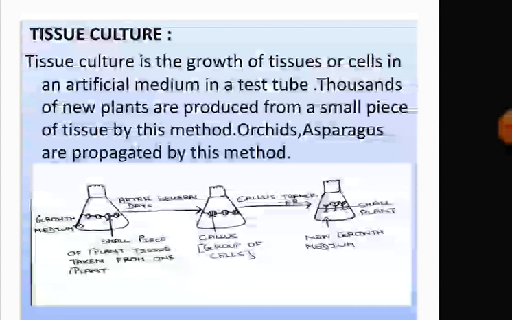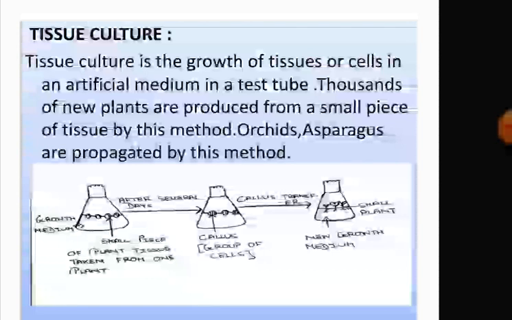What happens? At first, the shoot tip is cut from the main plant. Then, it is divided into many small pieces of tissue. Each piece is then put in a nutrient medium, in a test tube, and a germ-free environment is maintained. Then, the tissue grows into an unorganized mass of cells, and that unorganized mass of cells is called callus.